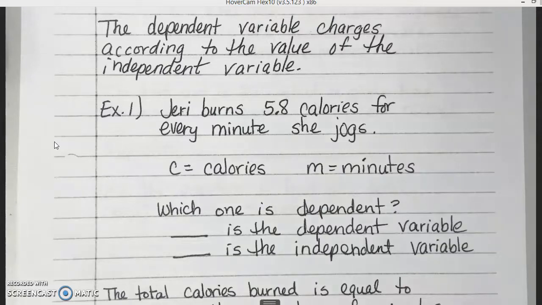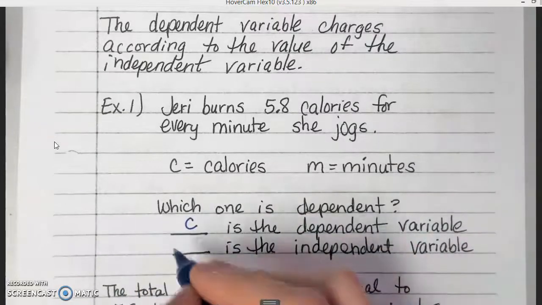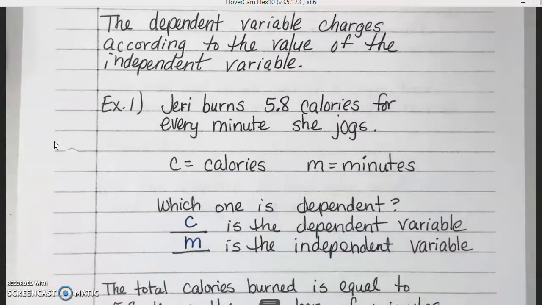We know that it's 5.8 calories for 1 minute, right? But in order to know how many calories she's burned the entire time she's jogging, I have to know the minutes. That makes C, the calories, the dependent variable. And that means M, the minutes, is the independent. Because the C depends on the M. The number of calories burned depends on the number of minutes that she jogged. Does that make sense?